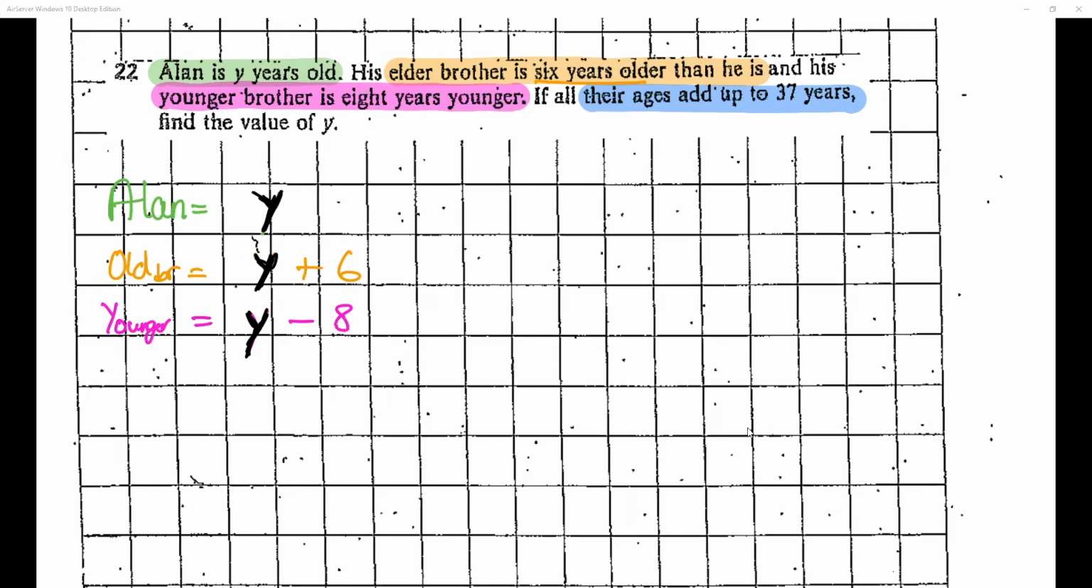If all the ages add up to 37, so I think it was, who's helping in this question? Was it Mahir? Yeah. Okay, Mahir, carry on. It says here that all of the ages, if you add them up, it adds up to 37. So I'll put 37 outside here. So can you add up the algebra for me, please?